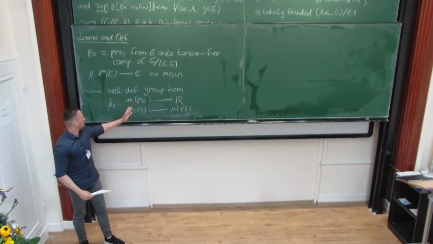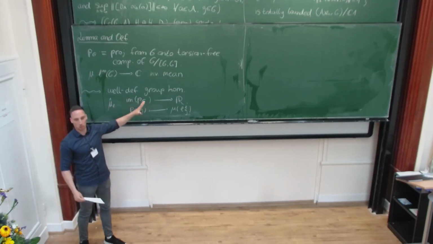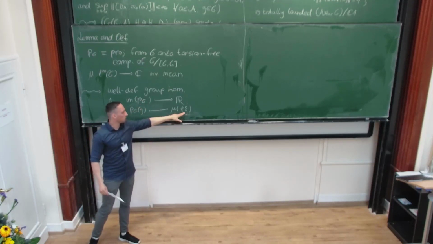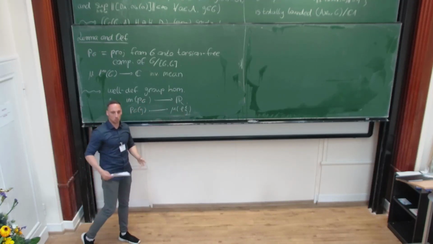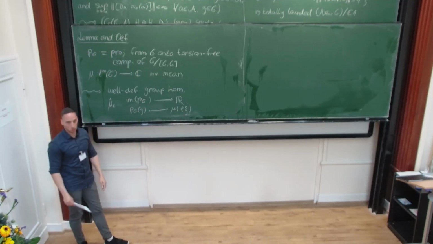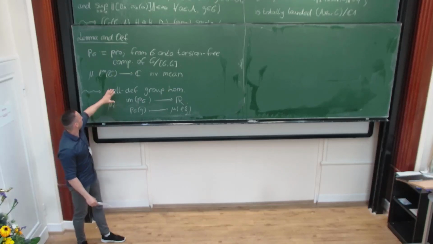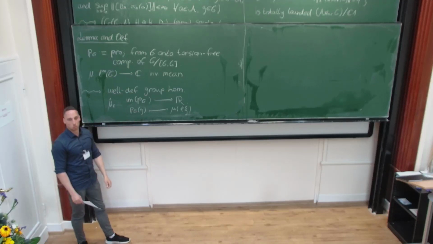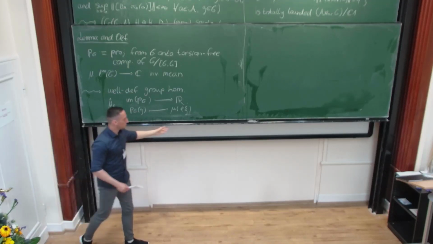And it's really easy to see that this gives you a well-defined group homomorphism, because if you look at these phi_G maps in more detail, you will see that they satisfy some kind of one co-cycle condition. And by combining this with this invariant mean, you get a group homomorphism. So this is pretty easy.